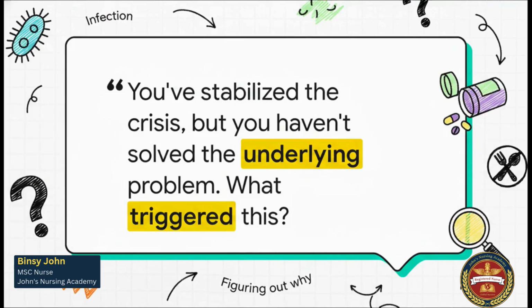And that brings us to our final thought. Look, fixing the high blood sugar is just the beginning. The real art of nursing is playing detective and figuring out why this happened in the first place. Was it an infection? Did they stop taking their meds? Was it stress? Answering that question, well, that's how we actually prevent this from ever happening again.